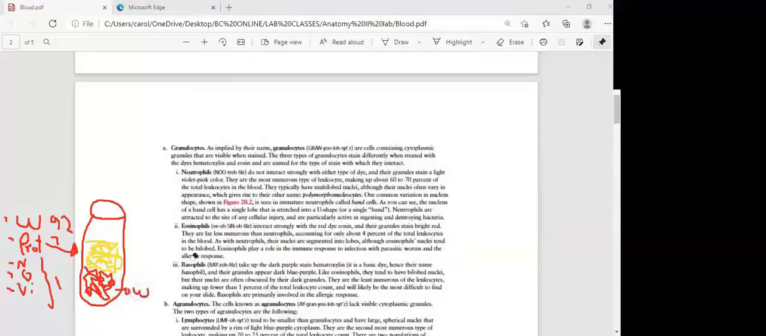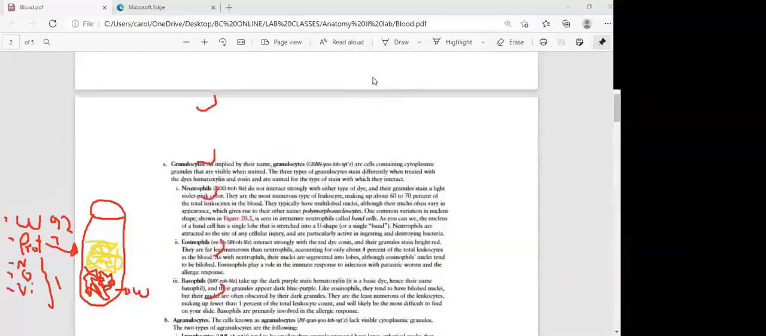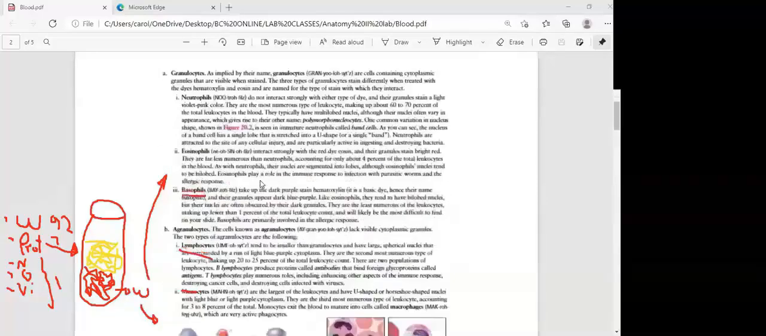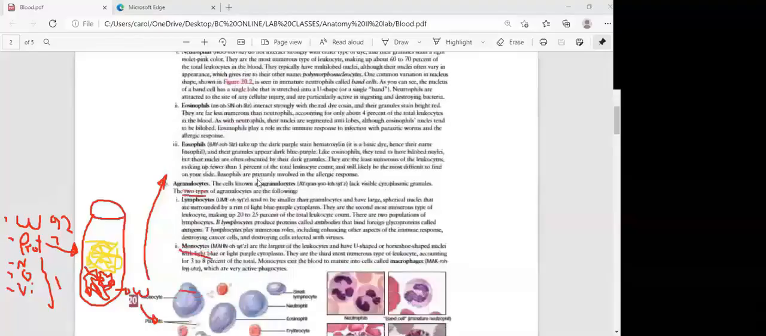So we have multiple different types of white blood cells. So we are going to have two groups. They can be either granulocytes or they can be agranulocytes. A means without. So that means that the white blood cells that are agranulocytes don't have granules. So which ones are the granulocytes? Neutrophils, eosinophils, and basophils. And which ones are the agranulocytes? So then obviously those are going to be the lymphocytes and the monocytes.